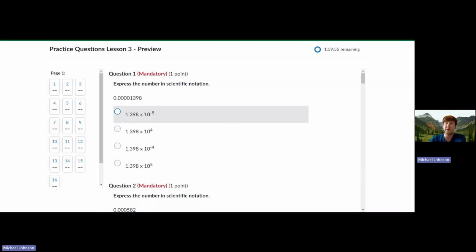For lesson 3, do the practice questions for lesson 3, and also do the textbook questions. So yeah, expressing the number in scientific notation.